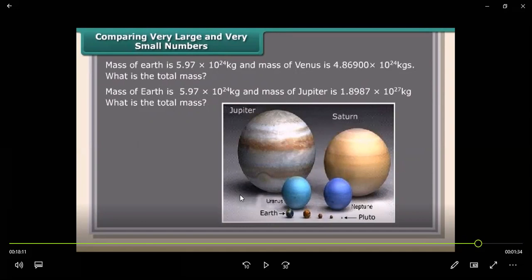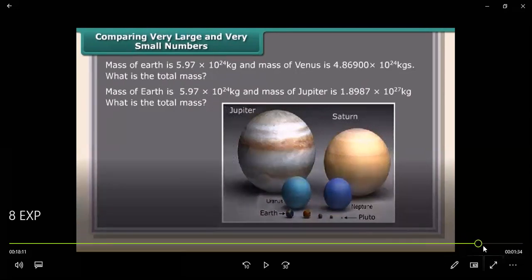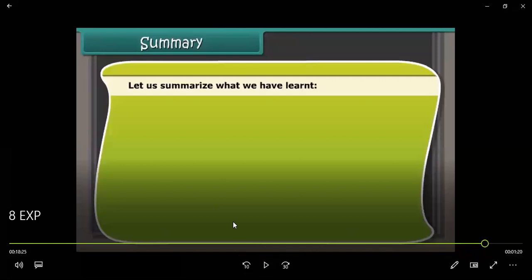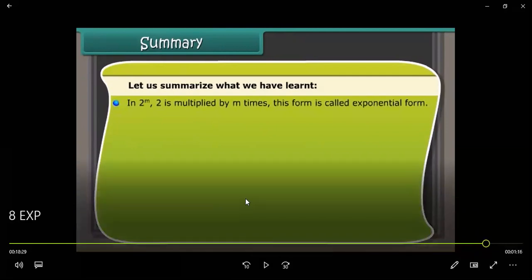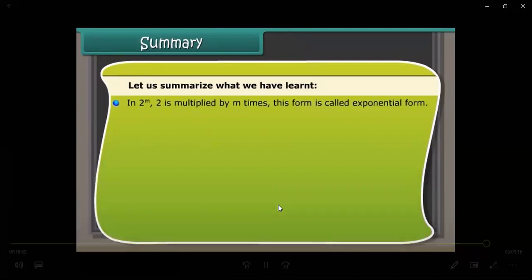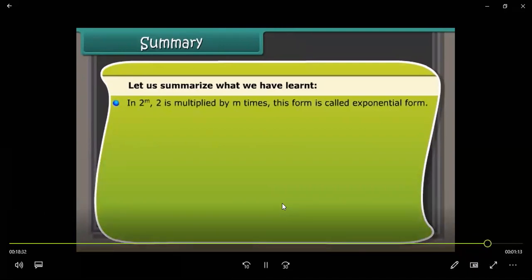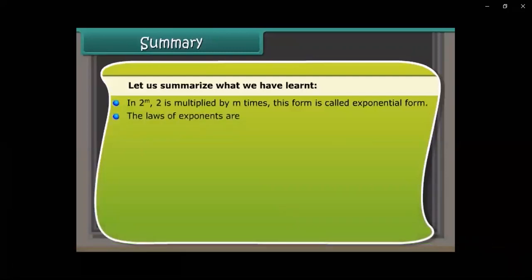So this was all about the concepts related to this chapter, that is exponent and powers. So we'll quickly summarize what we have learned in this chapter. So for example, if 2 raised to the power m, then it means that 2 is multiplied m times. So this form is called exponential form, right? Of a given number. Then the laws of exponents we have learned today. The first one is a raised to the power m into a raised to the power n, that's equals to a raised to the power m plus n.